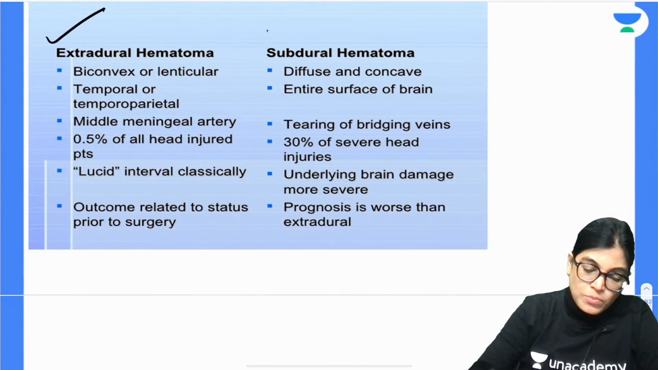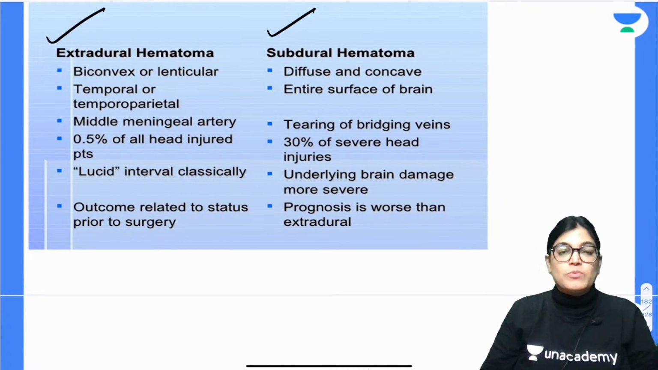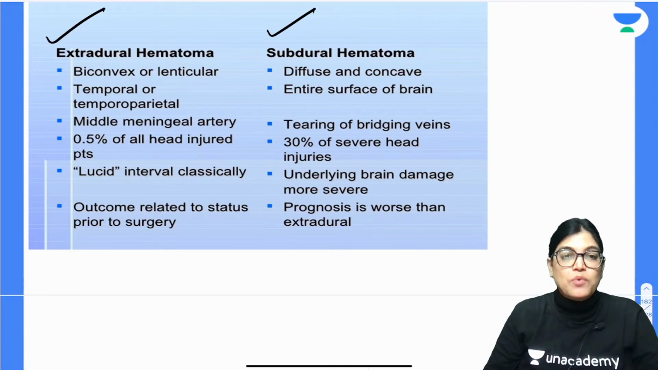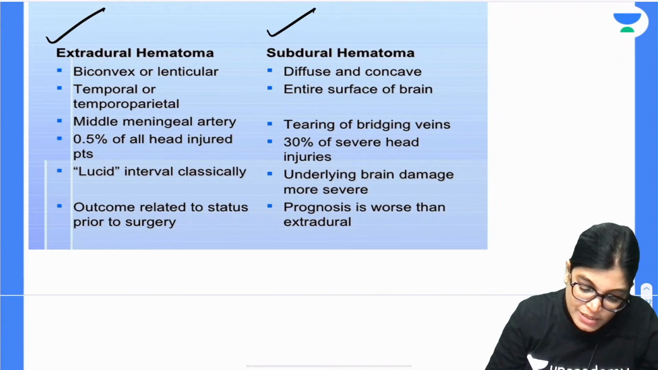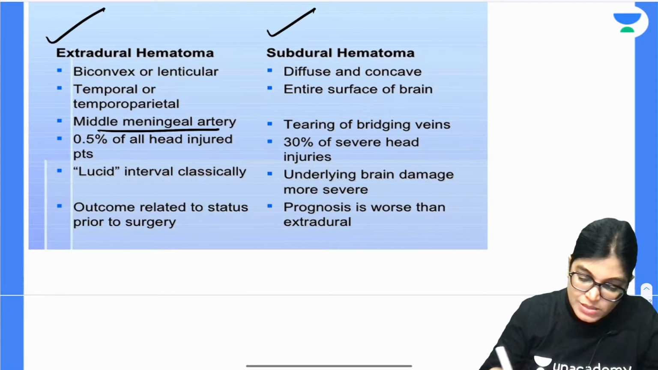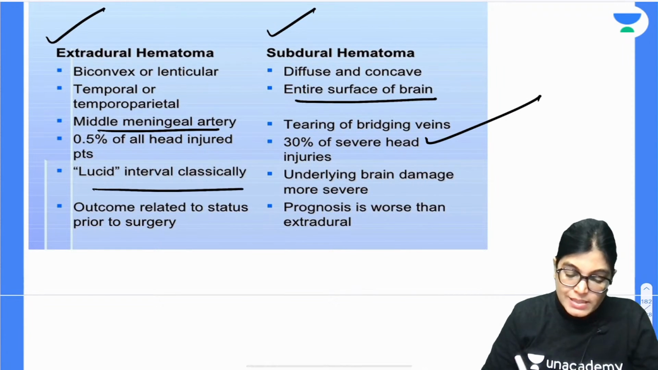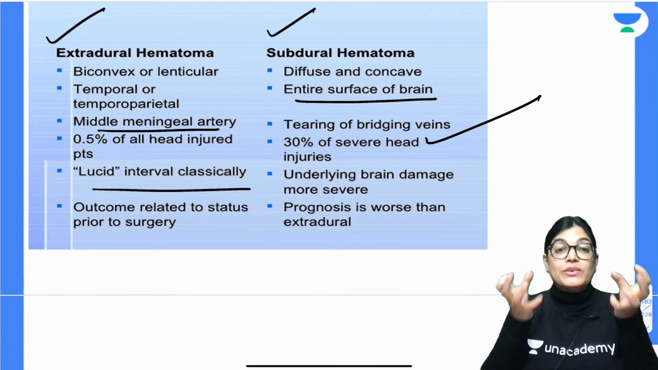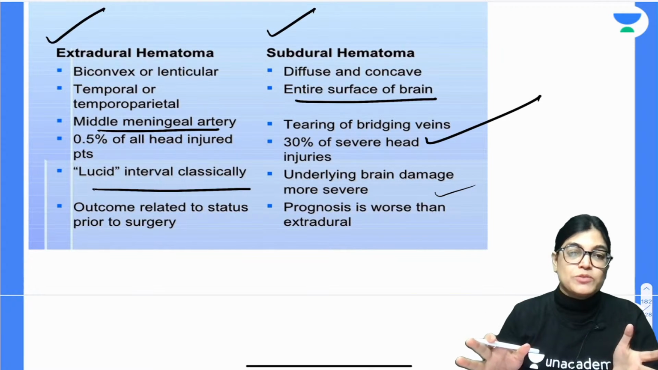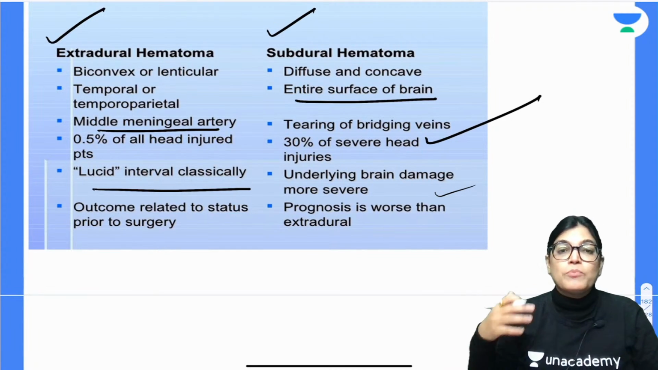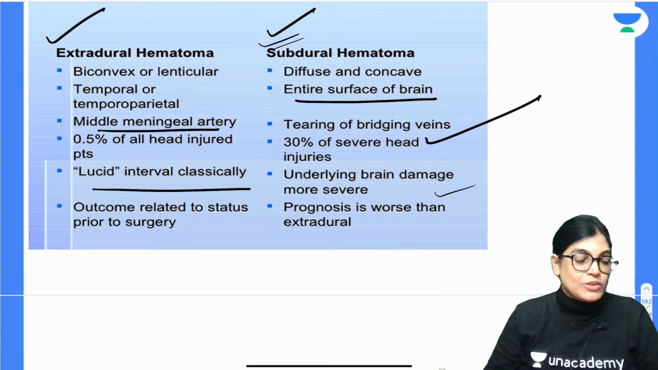Extradural and subdural hematoma differ generally in appearance. Extradural hematoma is biconvex or lenticular in form. It is generally in the temporal or temporoparietal region, and as I told you, the middle meningeal artery is involved. In subdural hematoma, the entire surface of the brain is involved, and a bridging vein is involved. A lucid interval is characteristically present in extradural hematoma: the person regains consciousness for some time and again becomes unconscious. The lucid interval is absent in subdural hematoma. The prognosis is much poorer in subdural hematoma as compared to extradural hematoma.